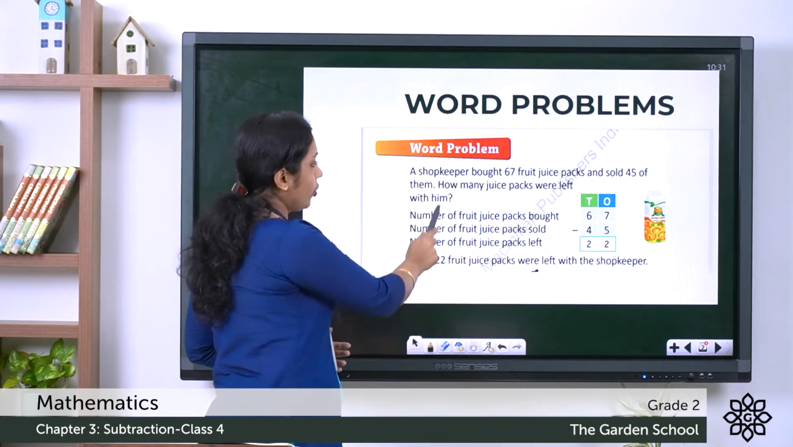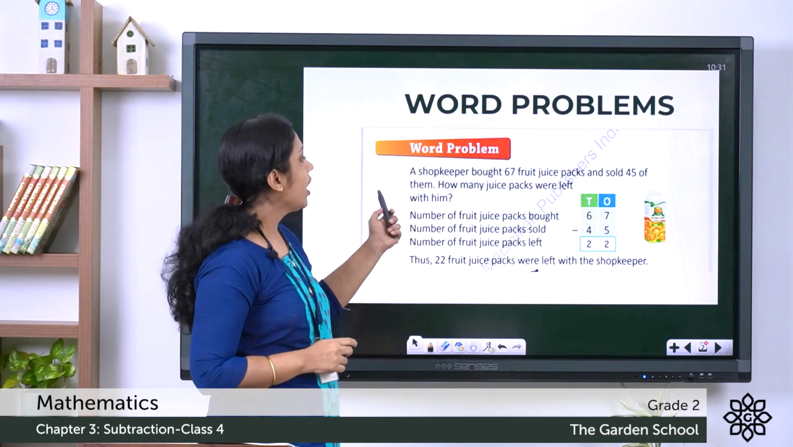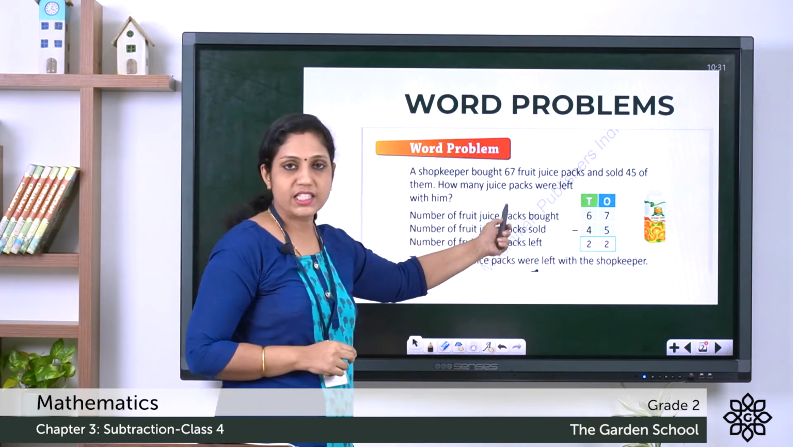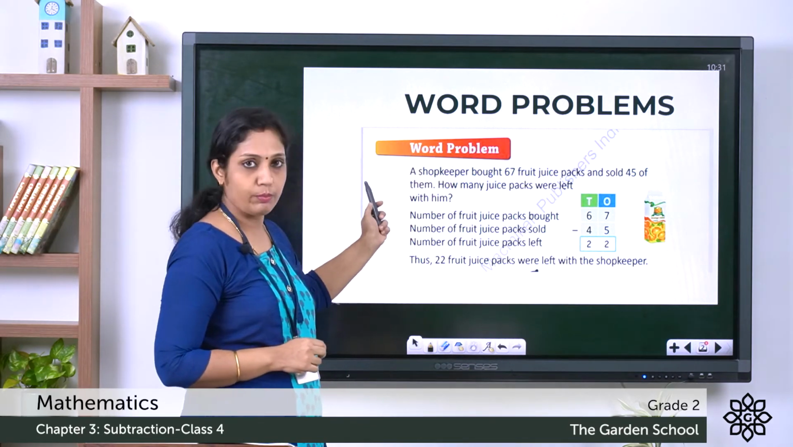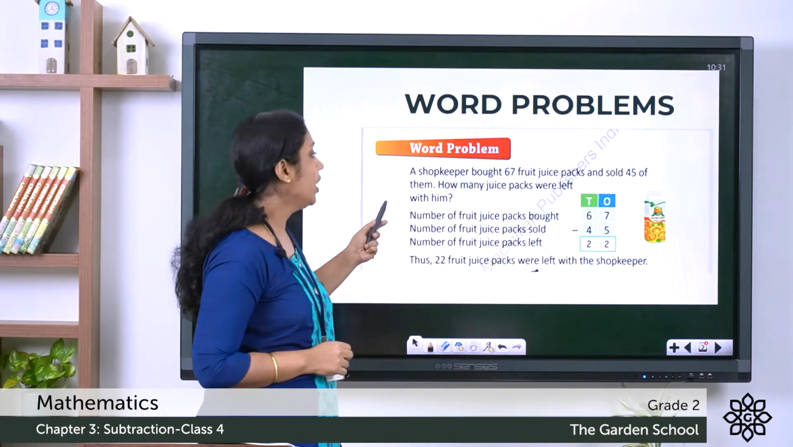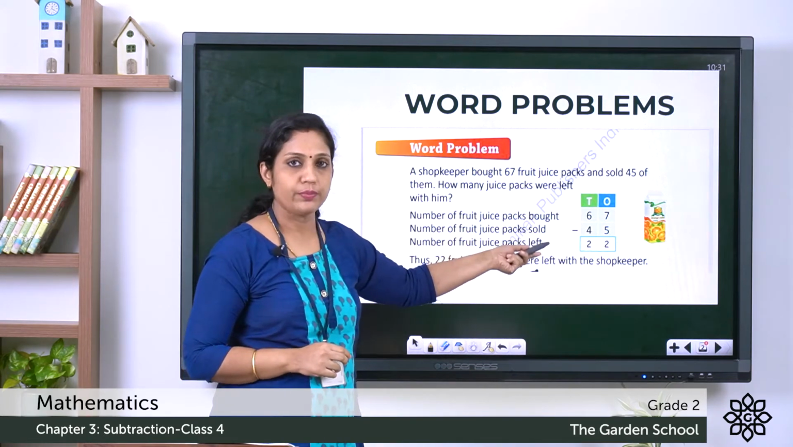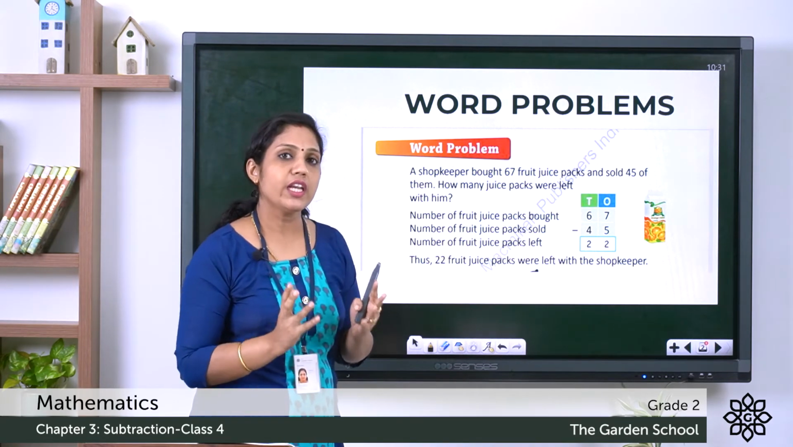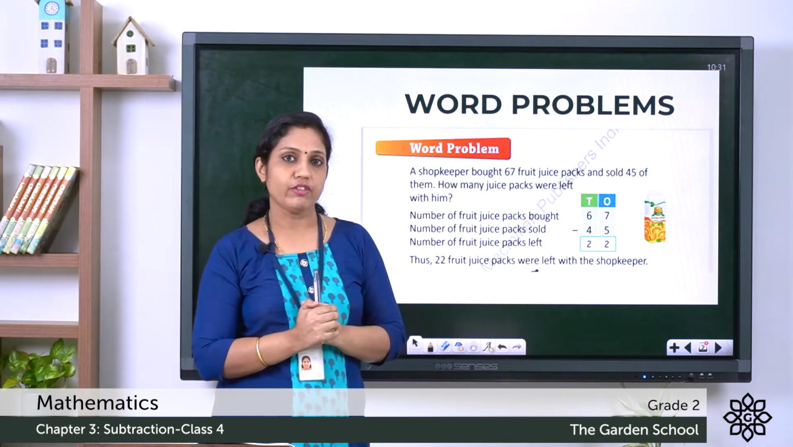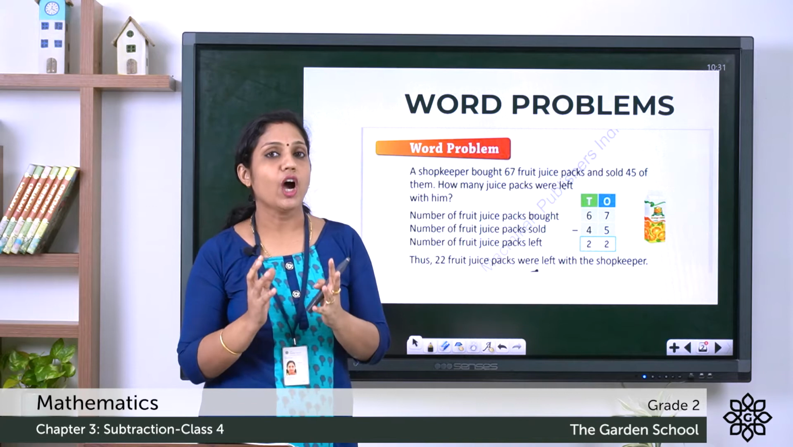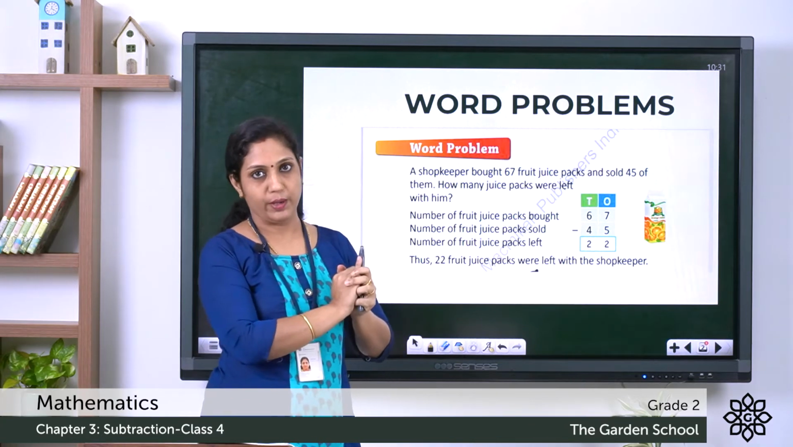Here, to write the steps, it's written number of fruit juice packs bought. So, how many juice packs did the shopkeeper buy? He bought 67 packs. Number of fruit juice packs sold. Out of 67, how many juice packs were sold? That is 45. Now, what we have to find out? We have to find out how many is remaining with the shopkeeper.